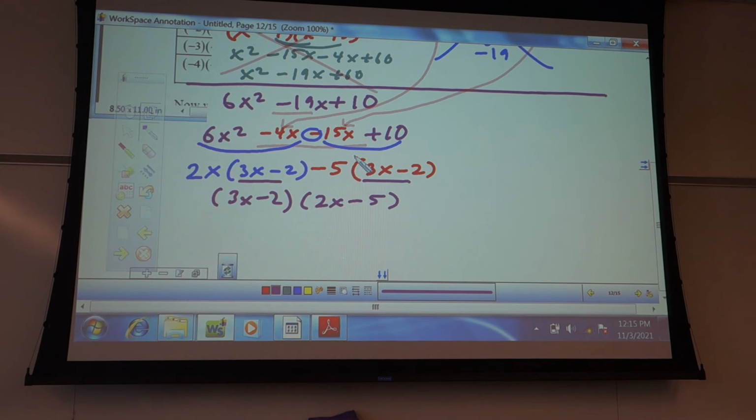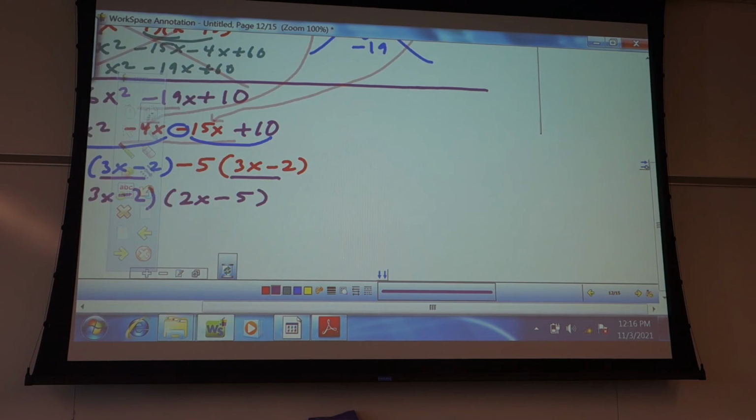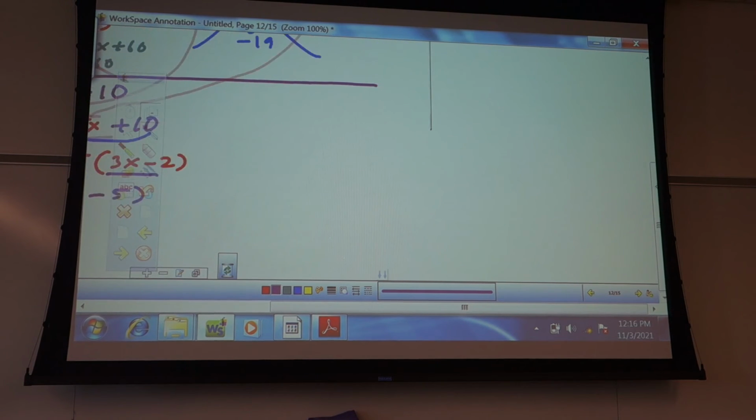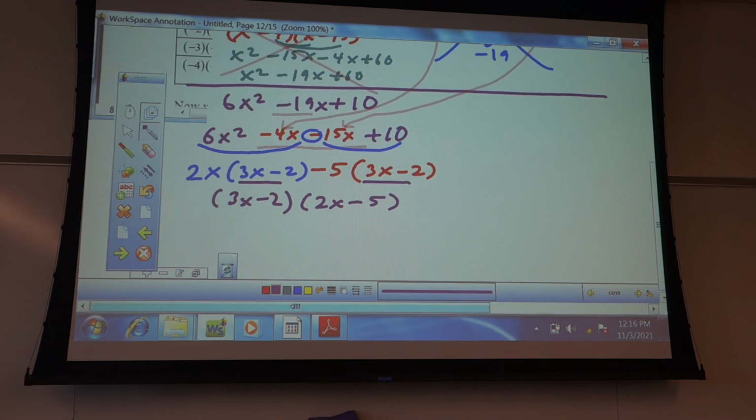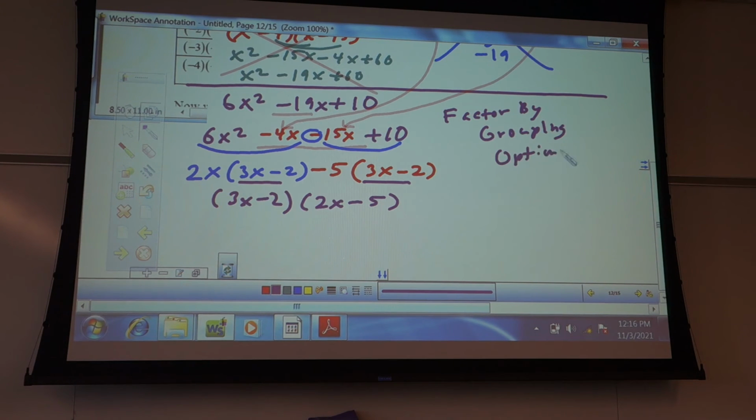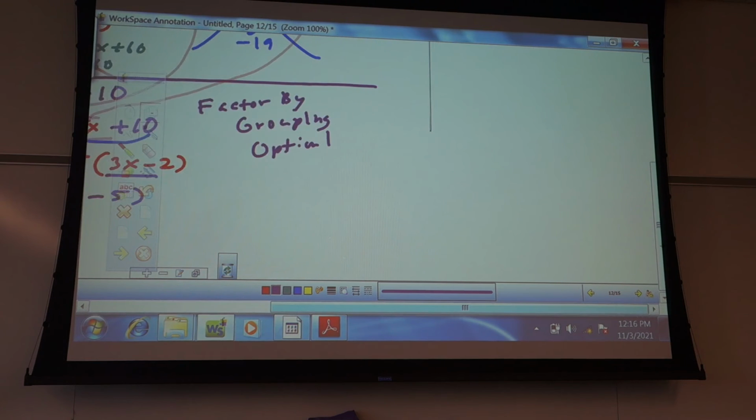All right, so that's for those who like factor by grouping. If you do not like factor by grouping, this is actually my favorite way of doing it. I'm going to do the box method. So this is factor by grouping, that's option 1. Second option is the box method.